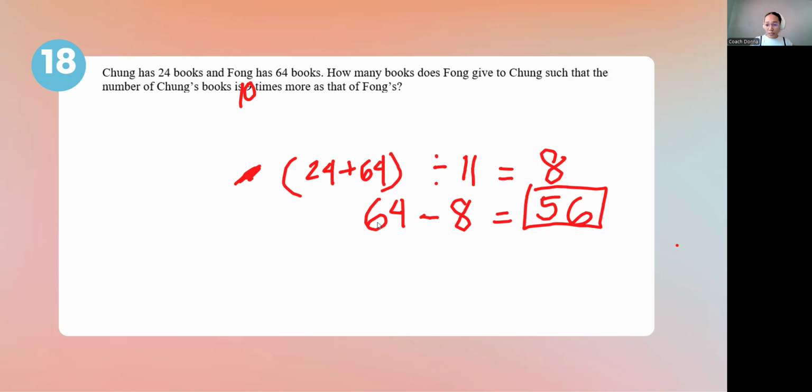Anyone who has a different answer? 11. We need to divide it by 11 because we're trying to evenly divide it between Chung and Fong. It says Chung must have 10 times more, right? So if Chung has 10 times more, Fong has only 1. Okay, so 10 plus 1 is 11. But if it says 9 times more, that should be divided by 10.